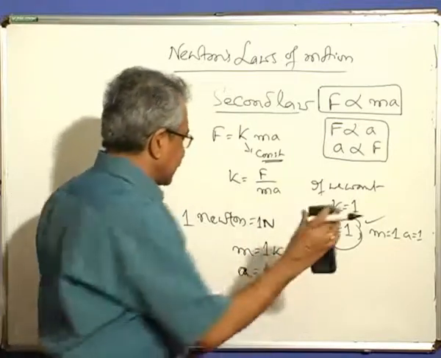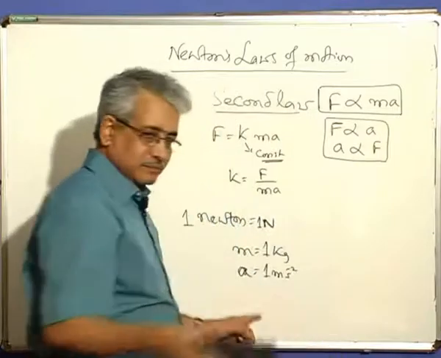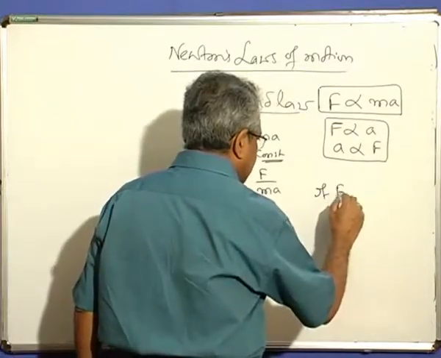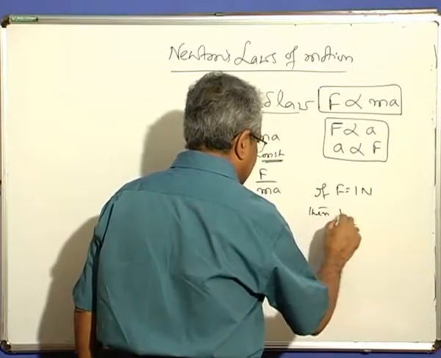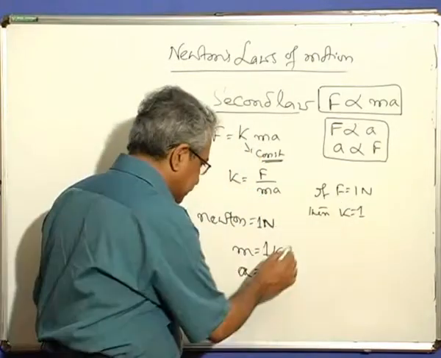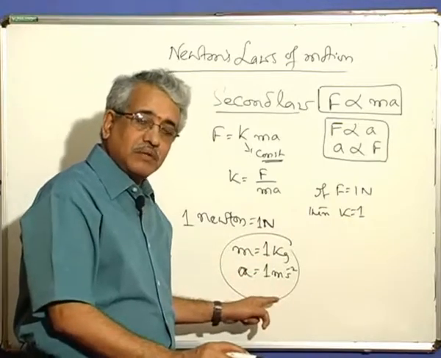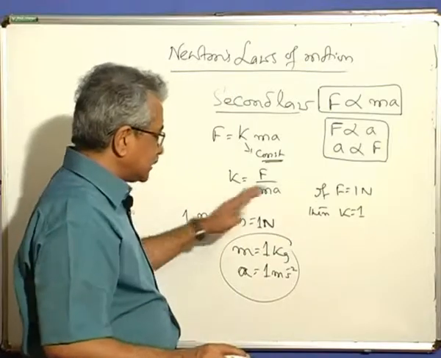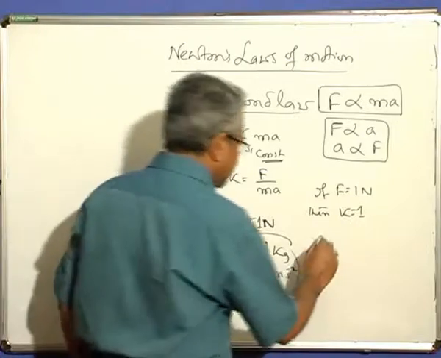So, we can write it like this now. If F is equal to 1 Newton, then K is equal to 1. What do you mean by F is equal to 1? It means that force which is generating 1 meter per second square acceleration in a body of mass 1 kg. So, holding to this definition of Newton, K becomes equal to 1 and our equation becomes F is equal to ma.